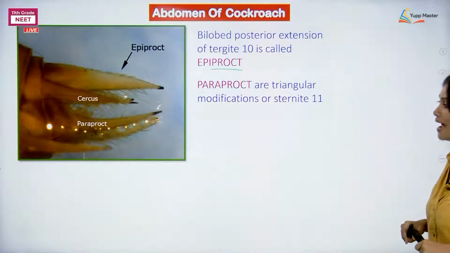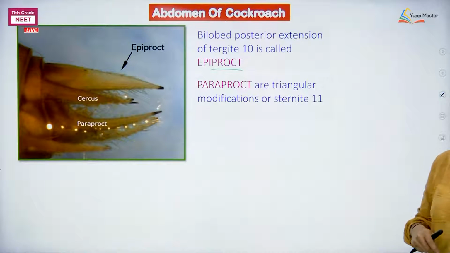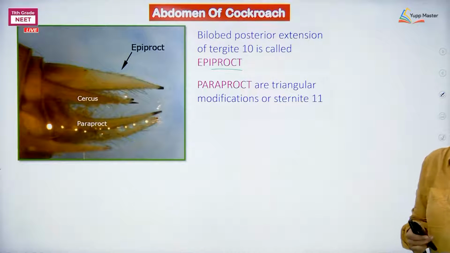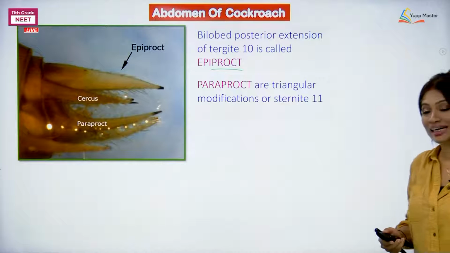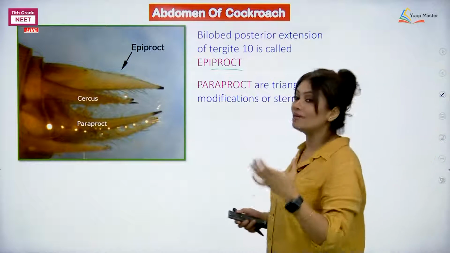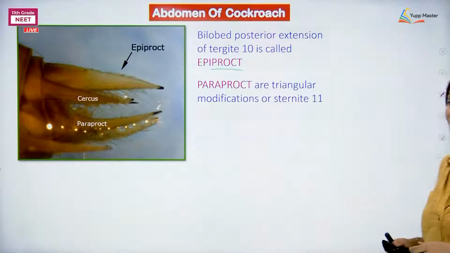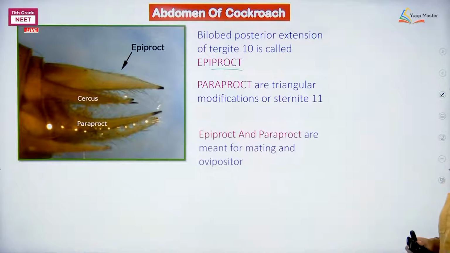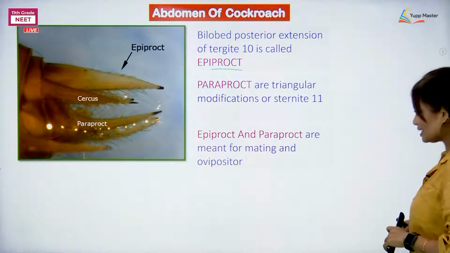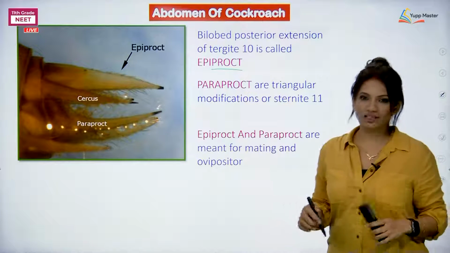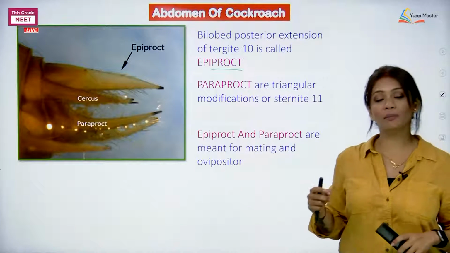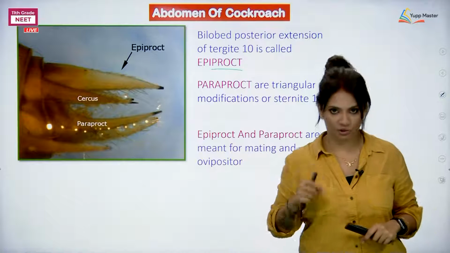Then there are paraprocts, as you can see in the diagram. Those are triangular modifications, sometimes also referred to as sternite number 11. So that is called the paraproct. These are the inner ones, and both of them, what is their function? Both of them are meant for oviposition.